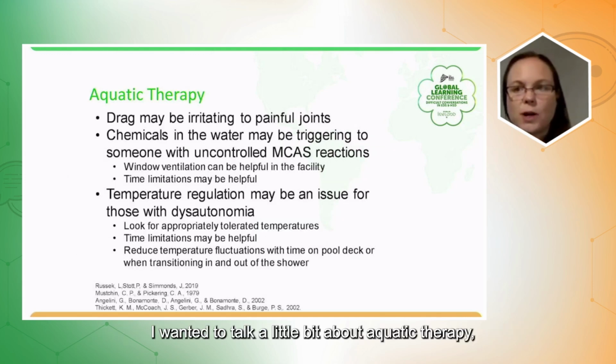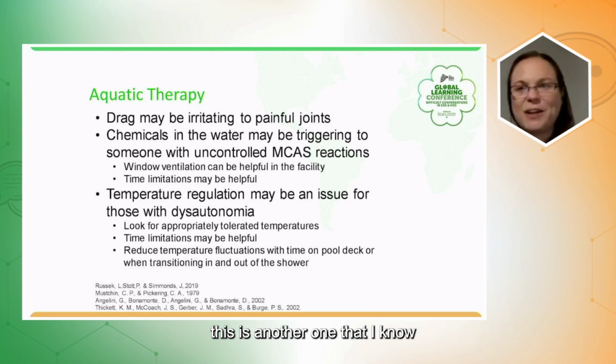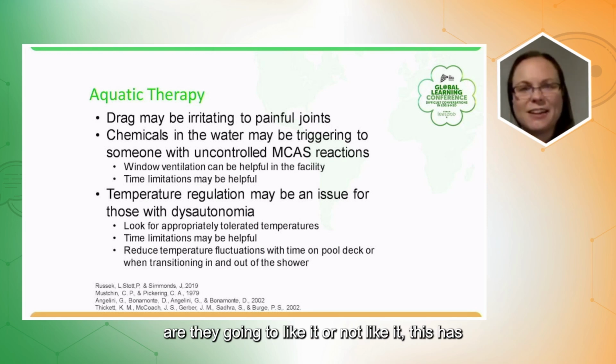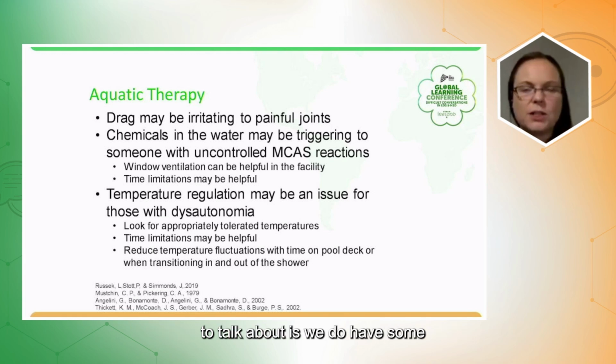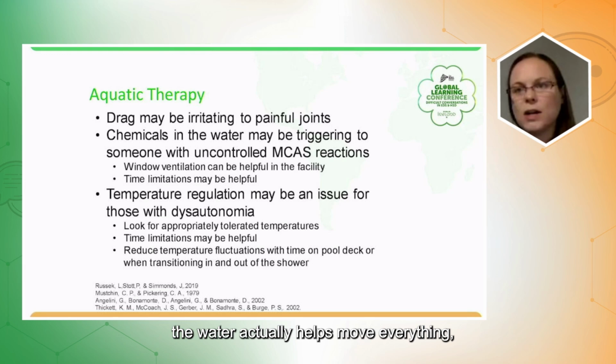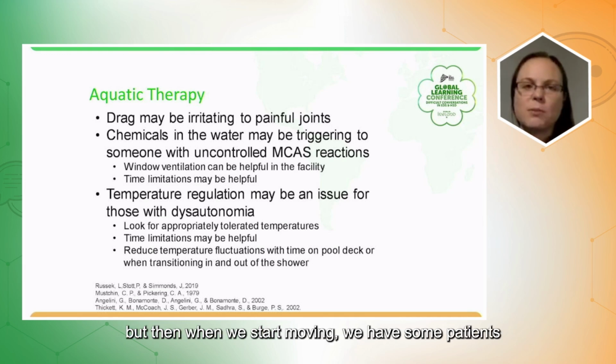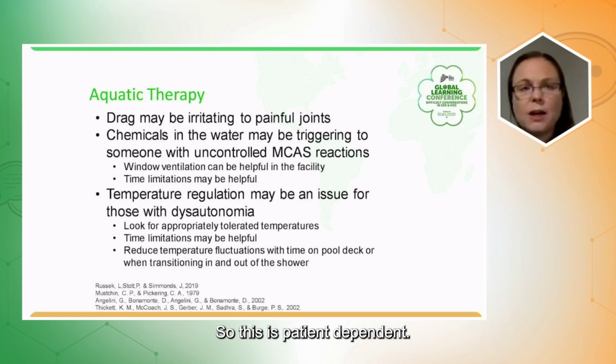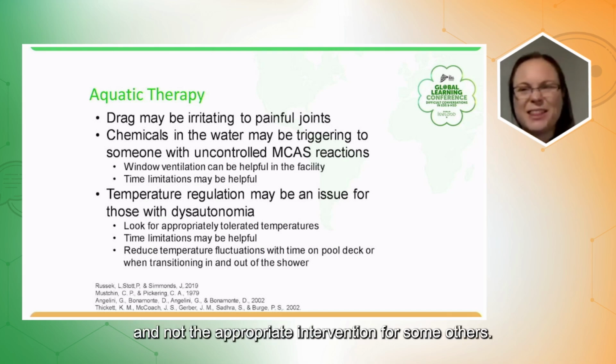I wanted to talk a little bit about aquatic therapy. This is another one that I know there's do it, don't do it recommendations out there, and it's really patient dependent. This is something that I find is much more layered than just are they going to like it or not like it? This has to do with a lot of different systems in the body. So the connective tissue piece that I wanted to talk about is we do have some patients that do amazing with the buoyancy, and the water actually helps move everything. But then when we start moving, we have some patients that are irritated by the drag and the resistance. So this is patient dependent. Aquatic therapy might be amazing for some people and not the appropriate intervention for some others.